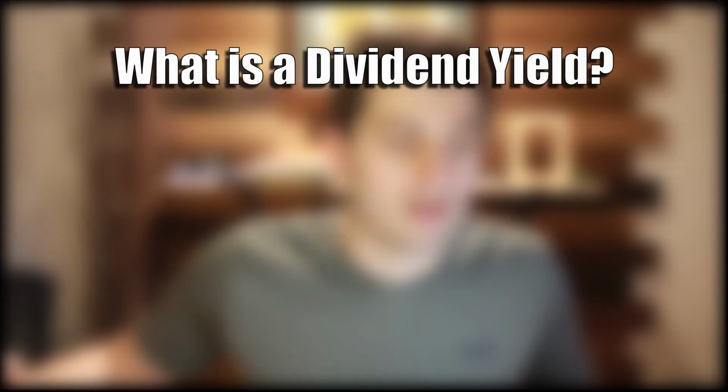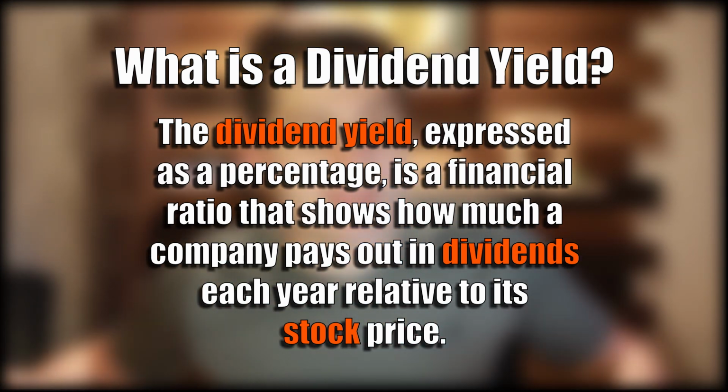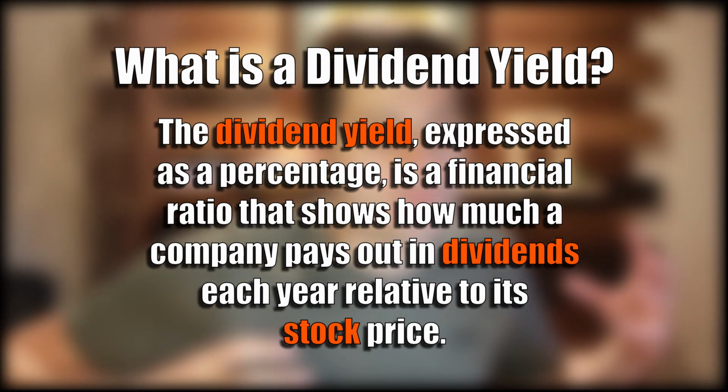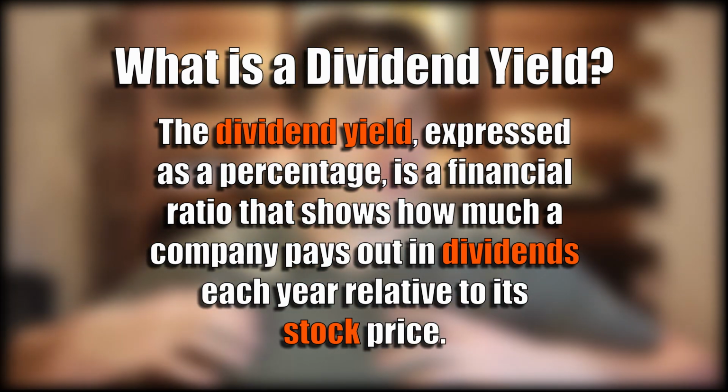Let's go over the definition of dividend yield. You can find on Investopedia the definition: the dividend yield, expressed as a percentage, is a financial ratio that shows how much a company pays out in dividends each year relative to its stock price. So what does that exactly mean? Let's break it down real simple. Let's pretend there's a stock. It's worth $100 and it gives a dividend yield of 4%. That means it is giving you $4.